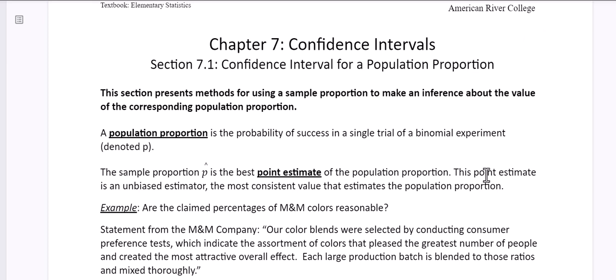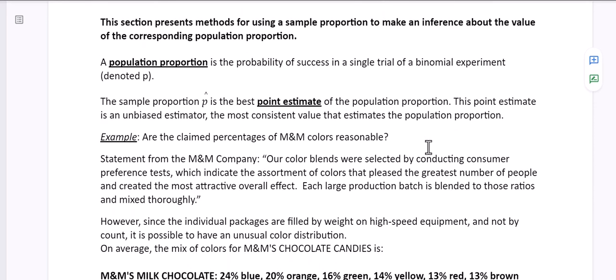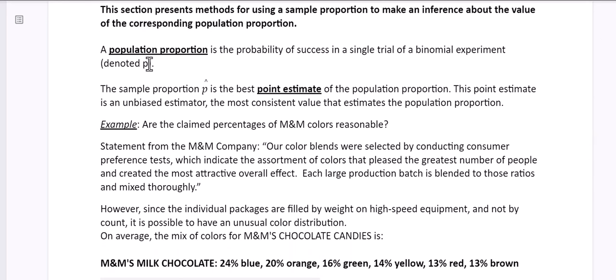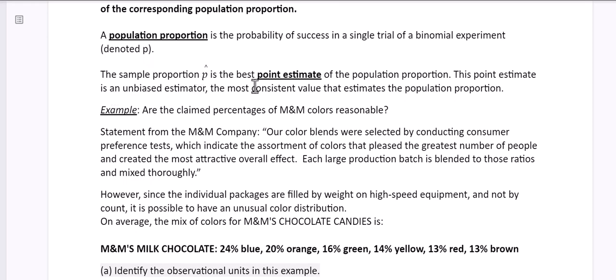First of all, the population proportion is the probability of successes in a single trial of a binomial experiment, and we denote the population proportion P. Sometimes you might see it as pi. The sample proportion, P hat, is the best point estimate of the population proportion. So P hat, or sample proportion, is the best way to approximate the population value. This point estimate is an unbiased estimator, and it is also the most consistent value that estimates the population proportion.